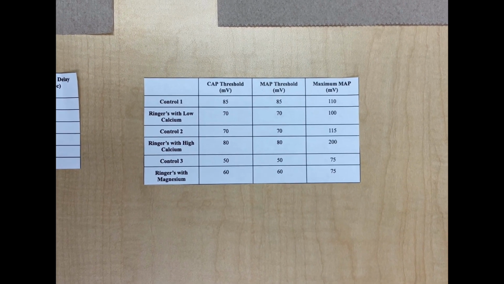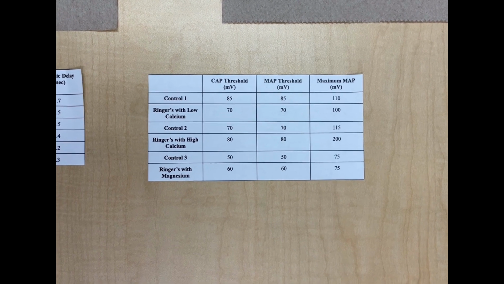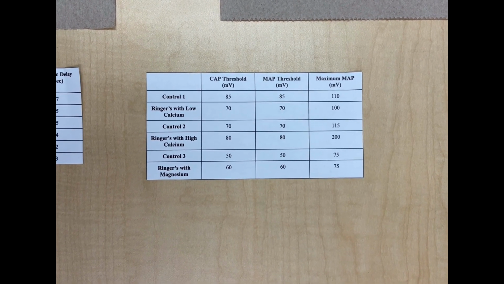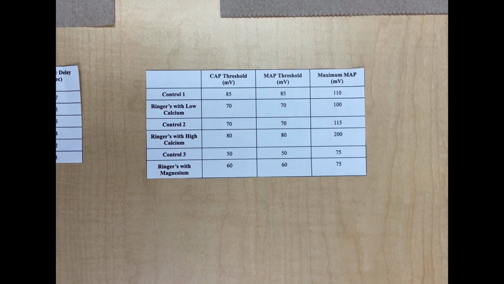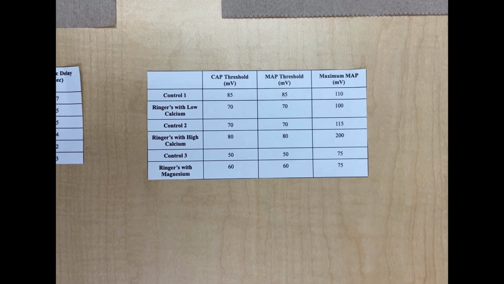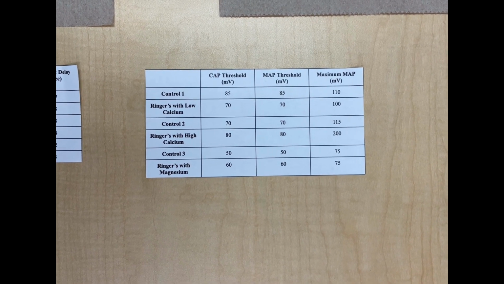If the nerve and muscle had also been freshly soaked, with the addition of high calcium on the muscle, it is likely the threshold for MAP would have stayed the same, as it is dependent on the threshold of the CAP. The max MAP threshold may have been lower, as less stimulus is needed to produce it due to the high calcium.